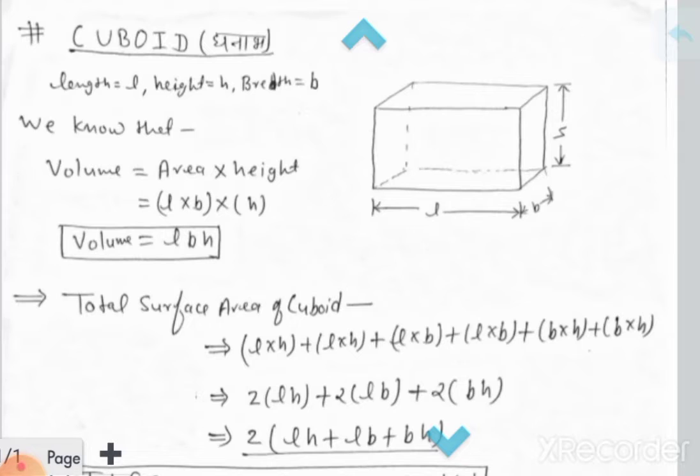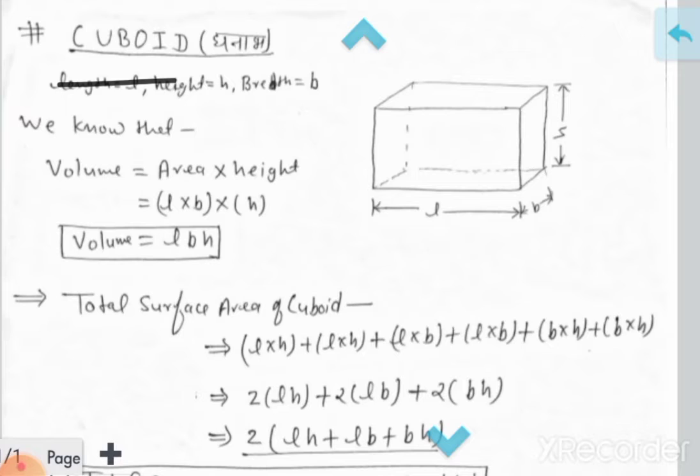Firstly, today we will discuss the cuboid (Ghanab). First, we explain what a cuboid is. In a cuboid, length, width, and height are all three different dimensions. Assume the length is L, the height is H, and the width is B.